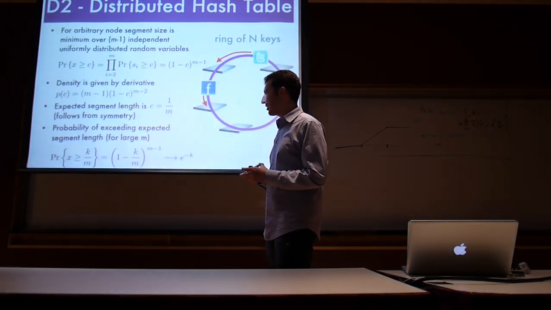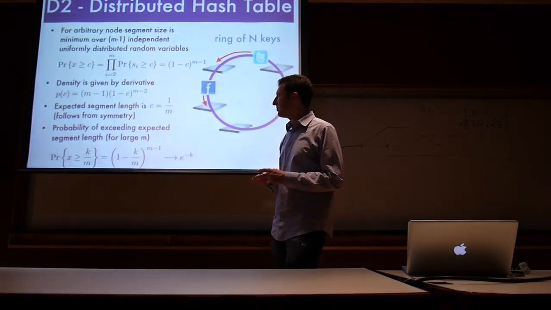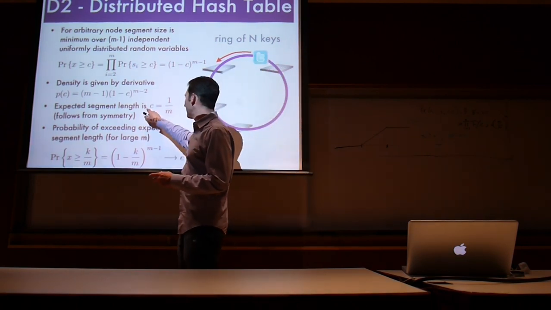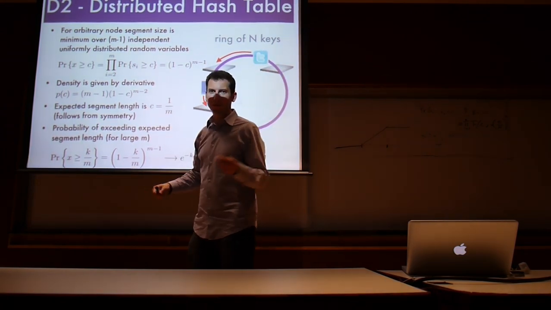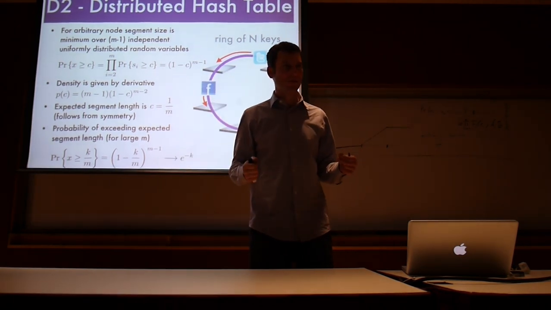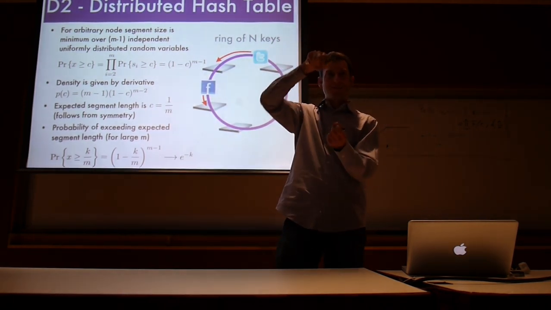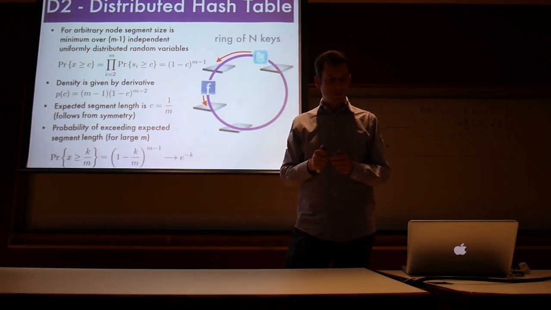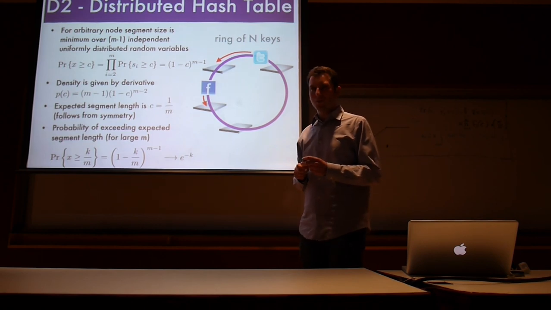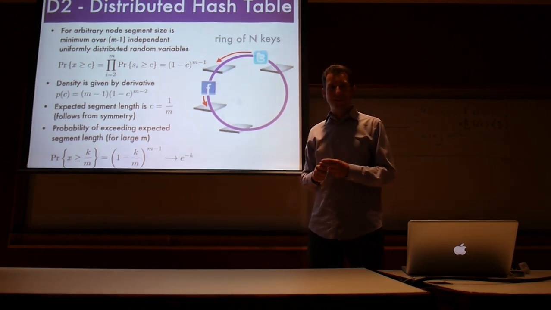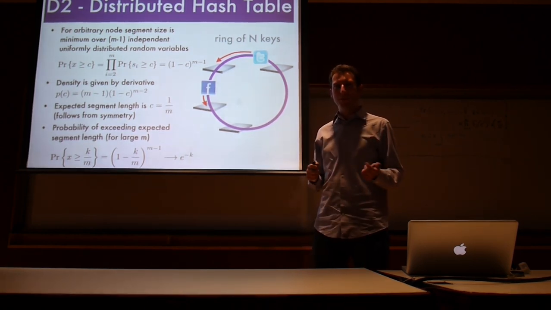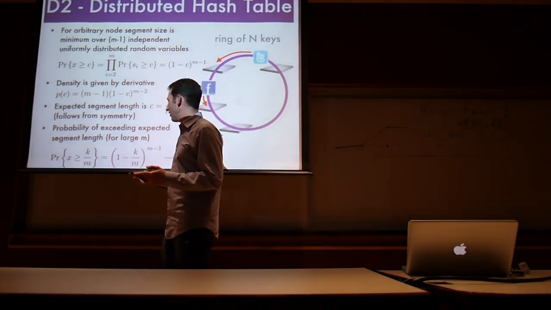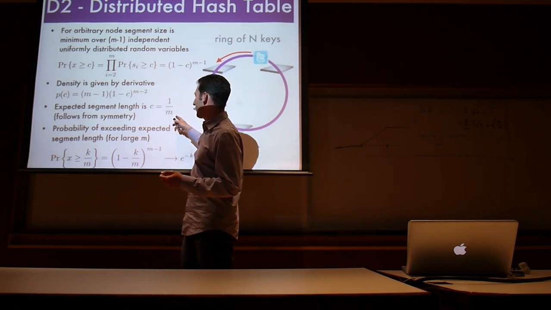We're going to take a few shortcuts here and make our life a little bit easier. So the first thing to realize is that the expected segment length is 1 over n. That just follows from symmetry, because there's nothing specific about that one segment that I picked. So each of them has the same length. Now, the only thing that I need to work out is the probability that a particular segment length will be really long.